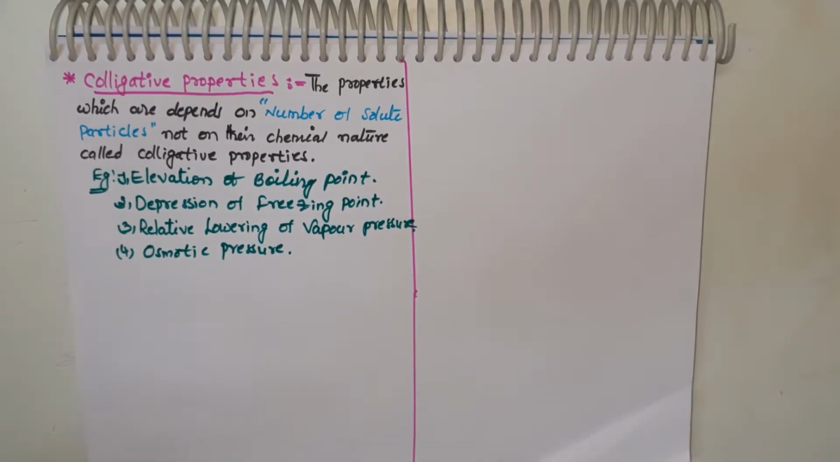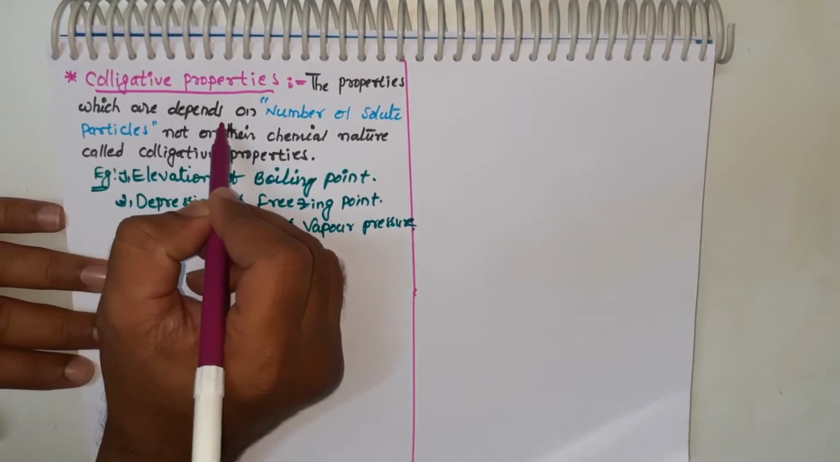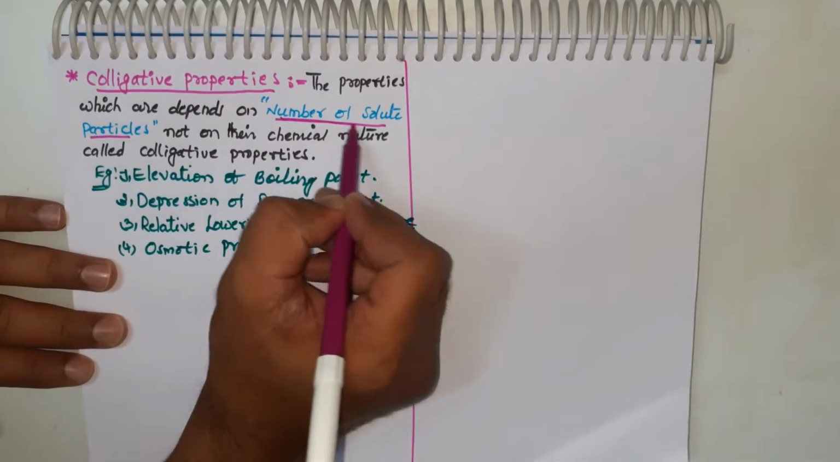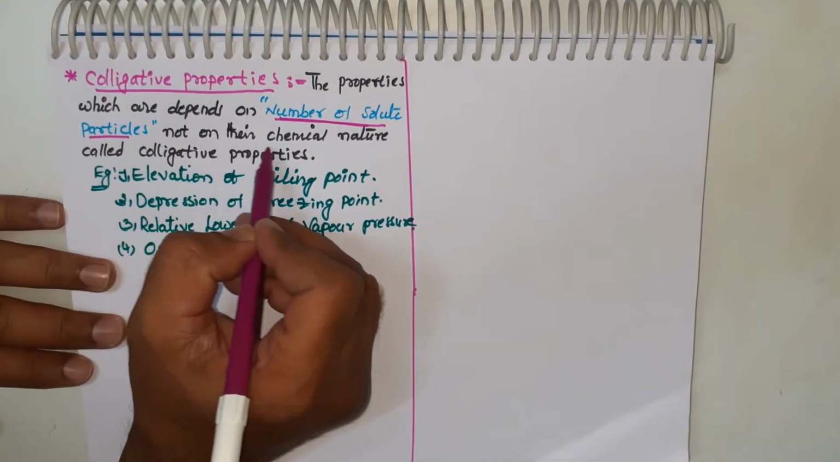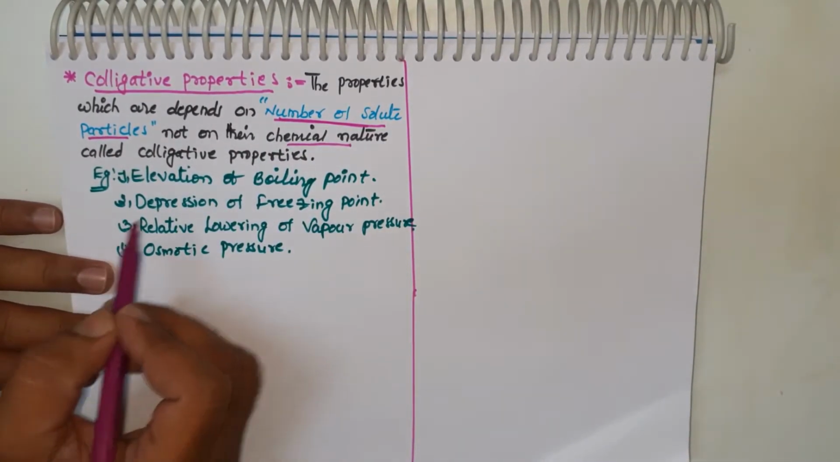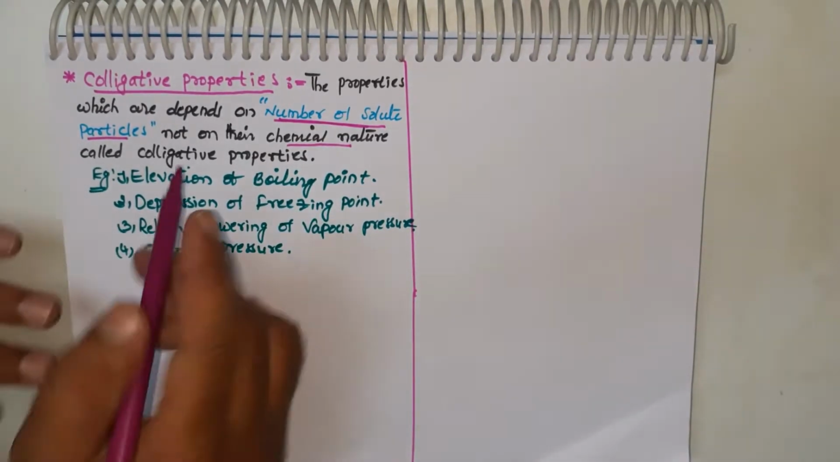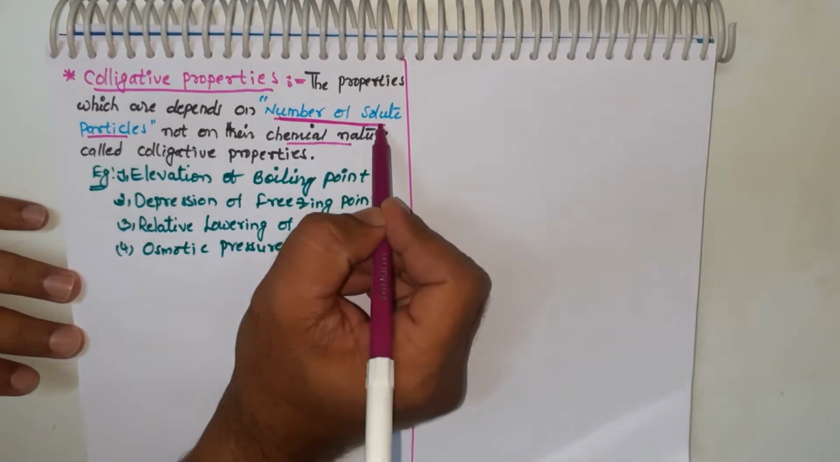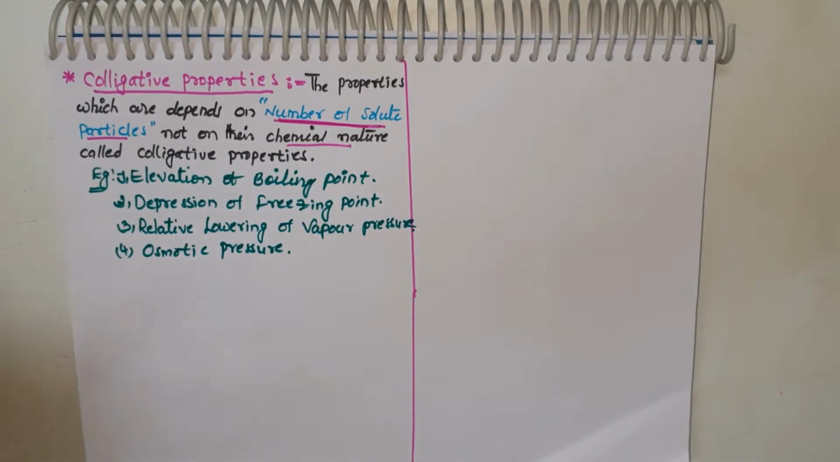Today we are going to learn about colligative properties in the solutions lesson. What are colligative properties? The properties which depend only on the number of solute particles, not on their chemical nature, are called colligative properties. The number of solute particles is nothing but the mole number.